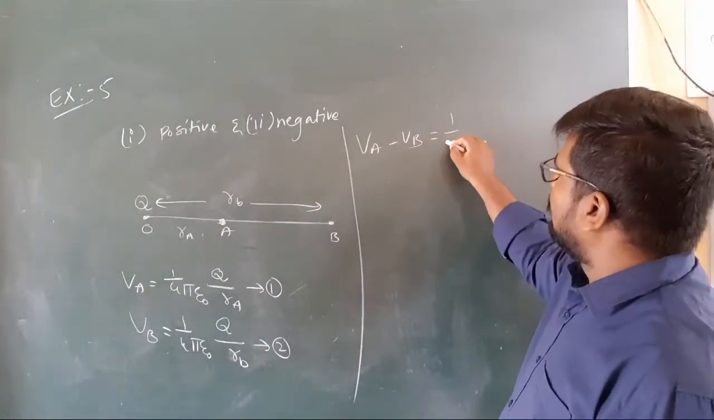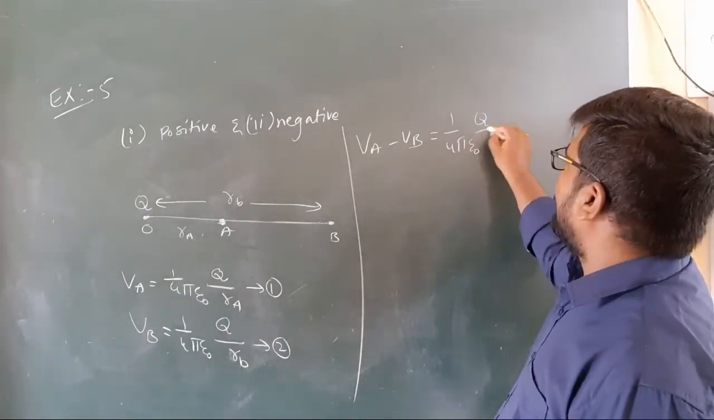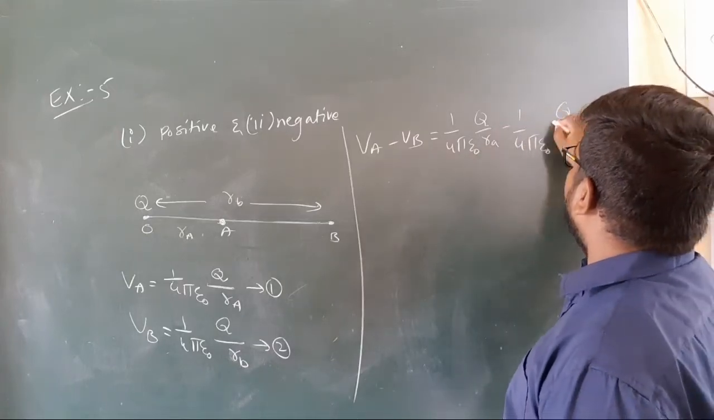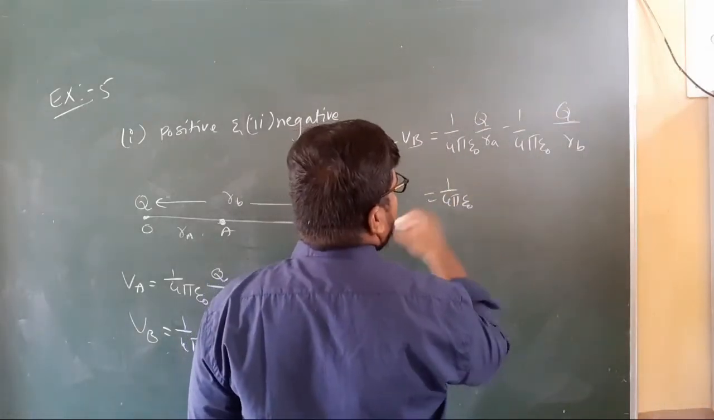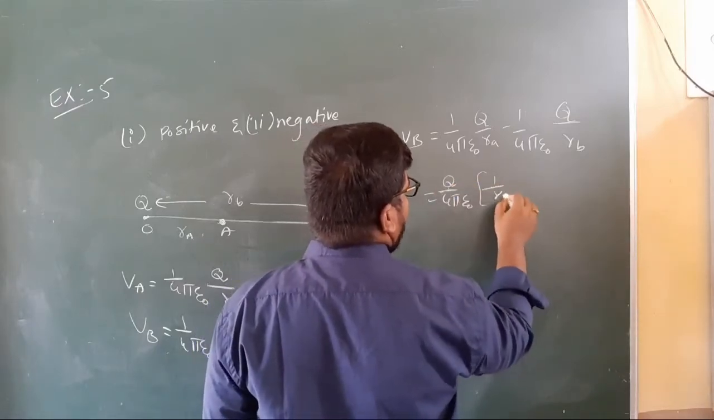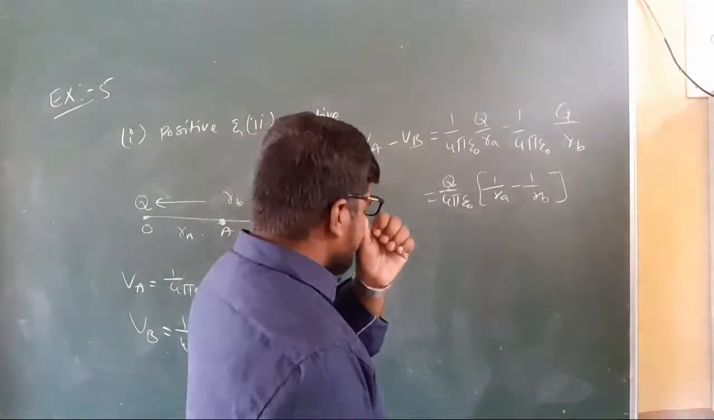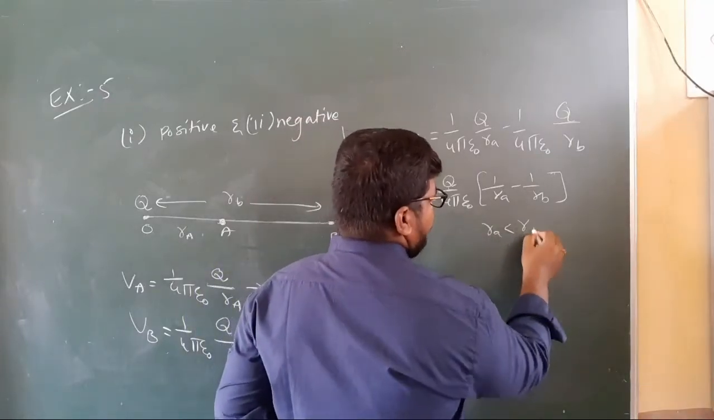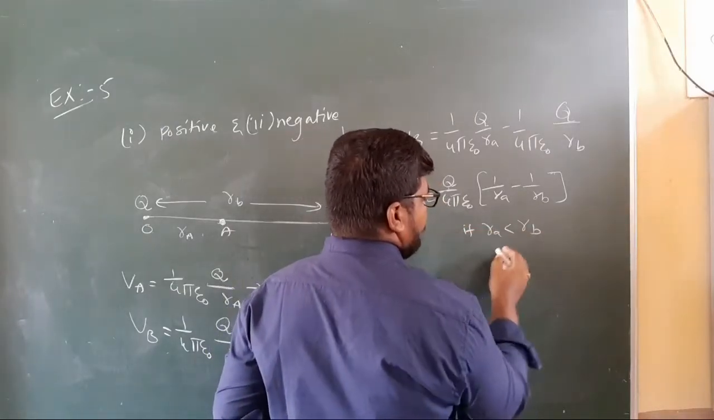VA minus VB is equal to 1 by 4 pi epsilon naught Q by RA minus 1 by 4 pi epsilon naught Q by RB. Rearranging this, it is Q by 4 pi epsilon naught times (1 by RA minus 1 by RB). See here, in this case we have to observe that RA is less than RB.